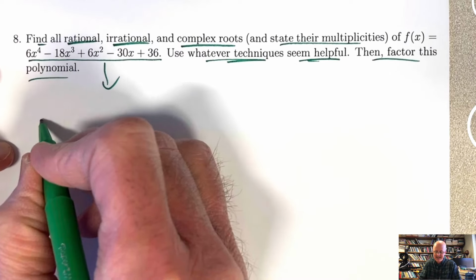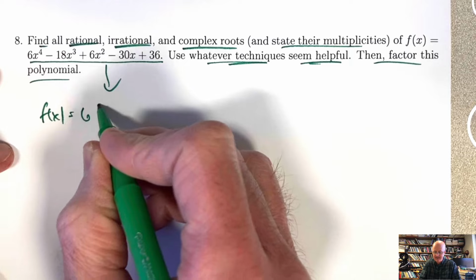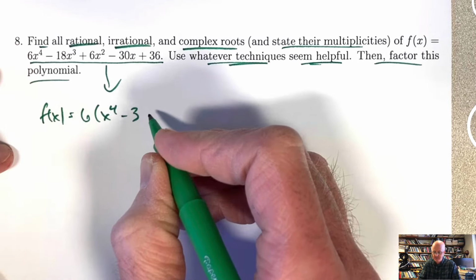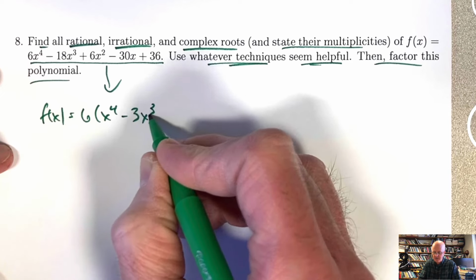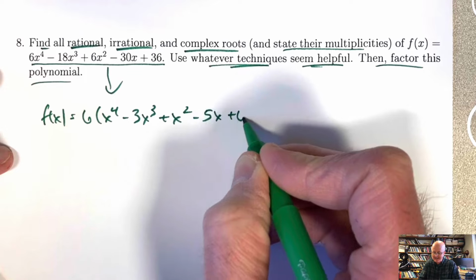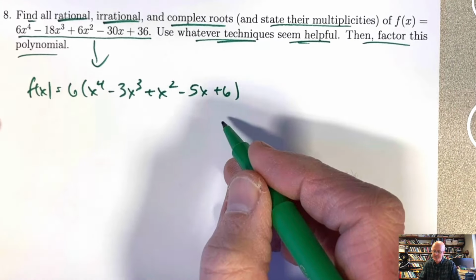One thing I notice is that every term is divisible by 6. I can factor out a 6. That could be nice here. 6 times, in parentheses, x to the fourth minus 3x cubed plus x squared minus 5x plus 6. So now let's focus on this thing right here.